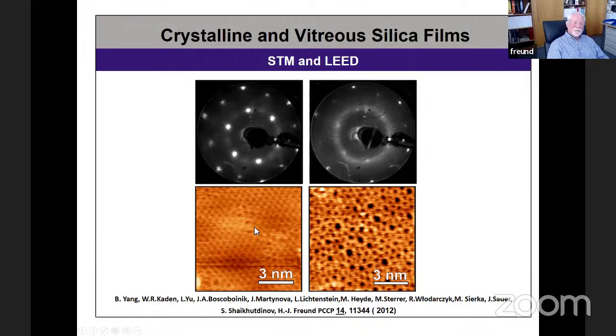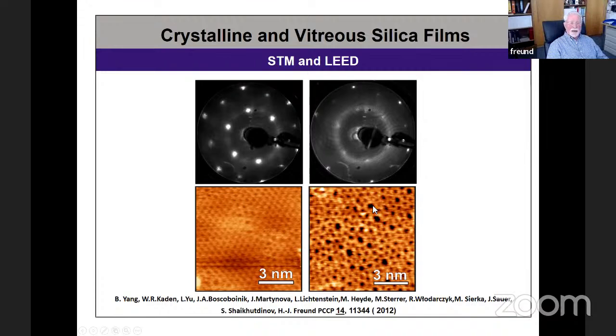And you see these hexagonal rings here. Instead, they come in grains, and they have grain boundaries and so forth, but the structure is pretty much ordered. So you have a very good, well-ordered structure. Now, if you change the preparation conditions a little bit, then you see this structure.